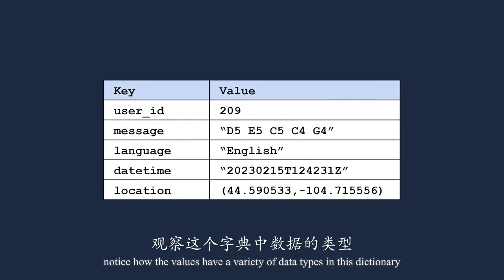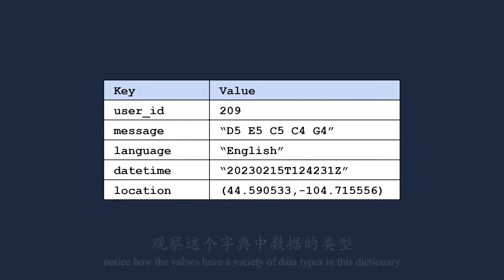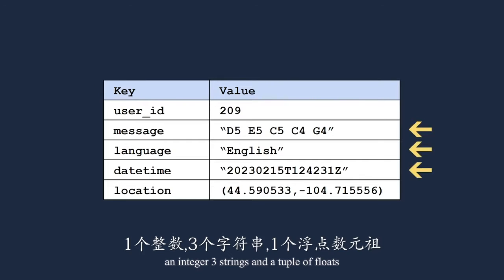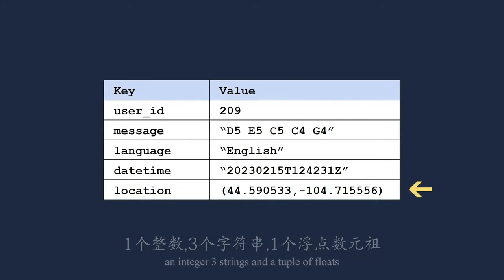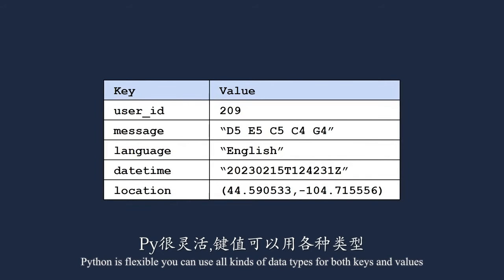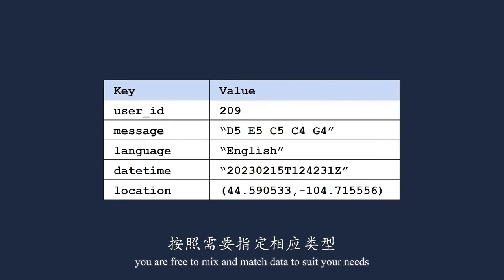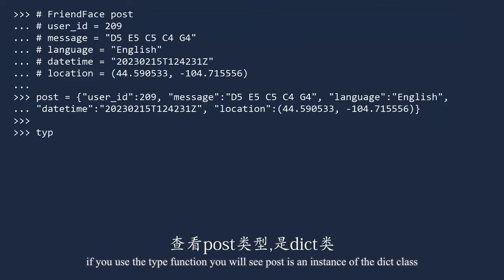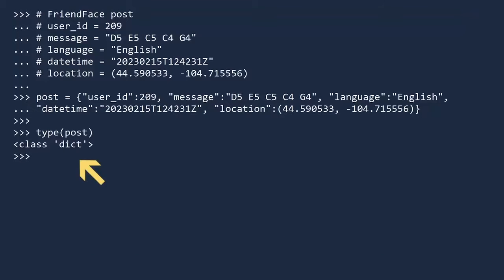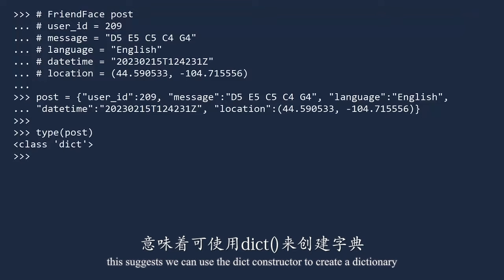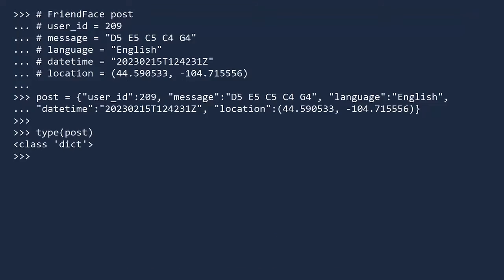Notice how the values have a variety of data types in this dictionary: an integer, 3 strings, and a tuple of floats. Python is flexible. You can use all kinds of data types for both keys and values. You are free to mix and match data to suit your needs. If you use the type function, you will see post is an instance of the dict class. This suggests we can use the dict constructor to create a dictionary, and this suggestion is correct.